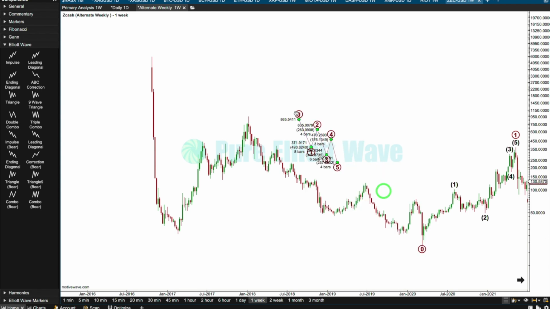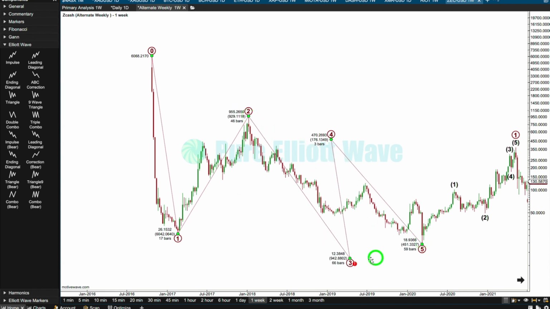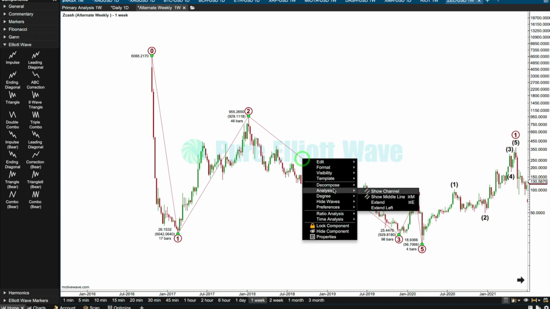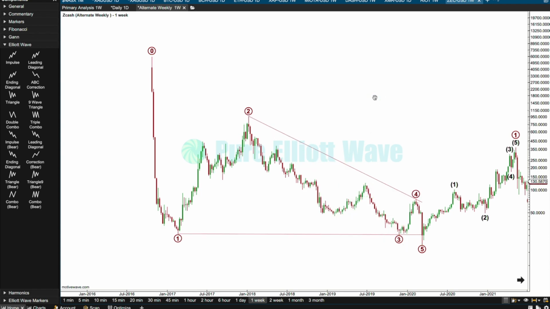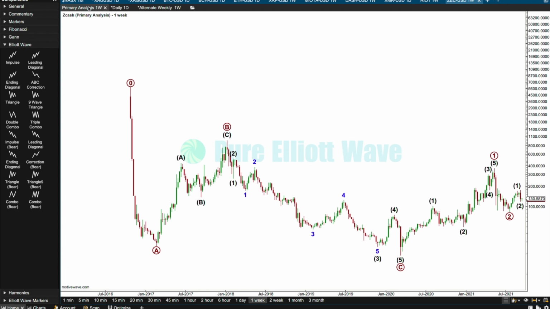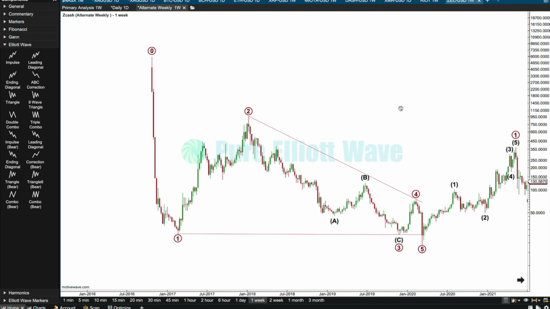Let's make this primary degree to see this as starting up here at the high of the first day. There, like that. Okay, 3 is shorter than 1, 5 is shorter than 3, 4 is shorter than 2. Do the trend lines work? Yeah, and there's a nice overshoot for the 5th wave. So from this high to this low, this downward movement could either be a motive wave or it could be a corrective wave. And yeah, that's going to fit. That's going to be okay.